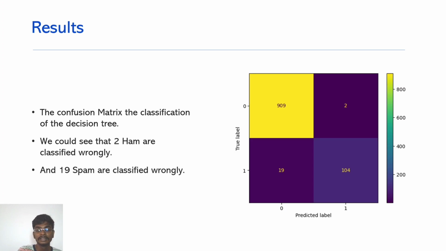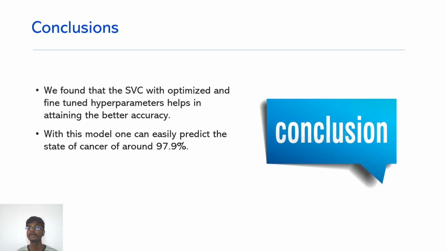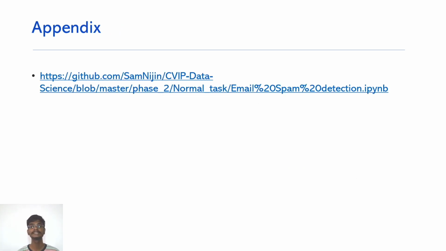Okay. Next, the conclusion. We found that the SVC with optimized and fine-tuned hyperparameters helps in training the model for the particular dataset with more accuracy. So finally, we got an accuracy of around 97.9%, which is approximately equal to 98%. Next, the appendix. Here you can see the IPYNB file of the project.